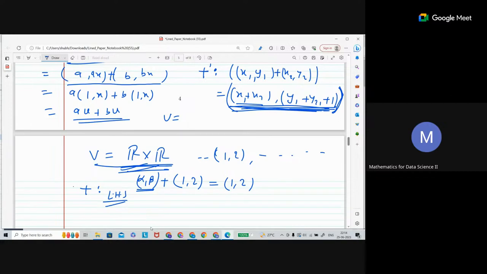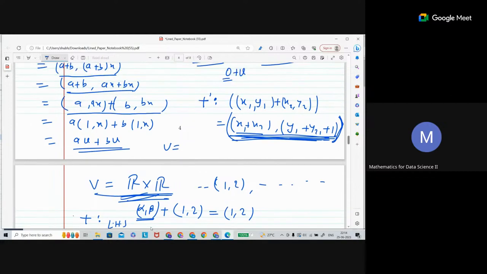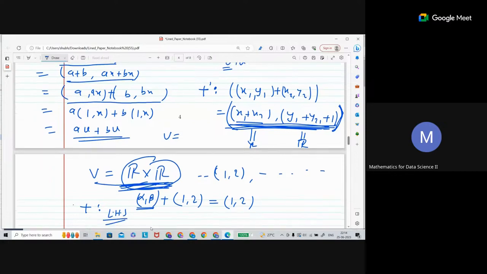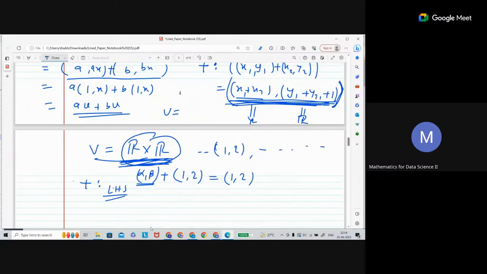If you check, this is actually closed on this set. There is no issue. On R cross R, once you add them, you will get a real number, and this is also a real number. So it is closed under this addition operation. You can check, I am leaving it for you. I want to find the zero element with respect to this addition. Let's say this is G, here is prime.